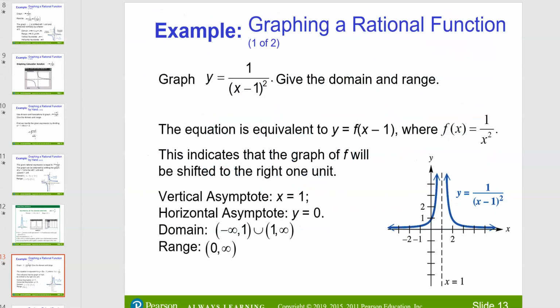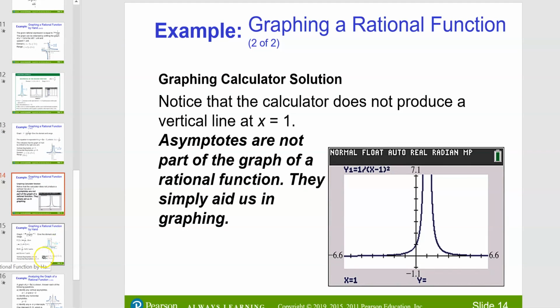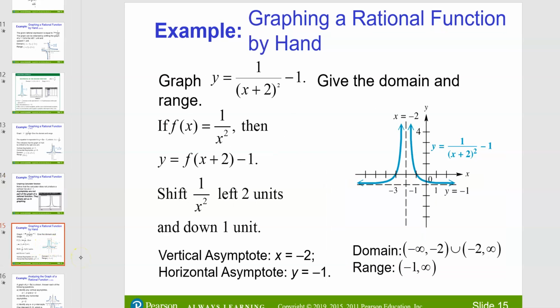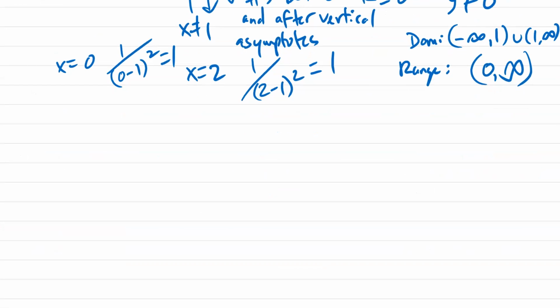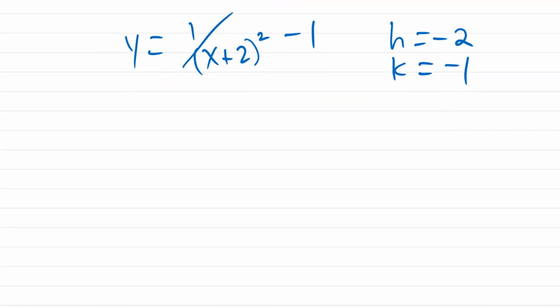So we talked about domain and range. We talked about the shifting. What if there's our graph, this one has several pieces? Well, no big deal. It just has an h and a k. So 1 over (x plus 2) squared minus 1. Our h is going to be opposite, negative 2. Our k is going to be negative 1.